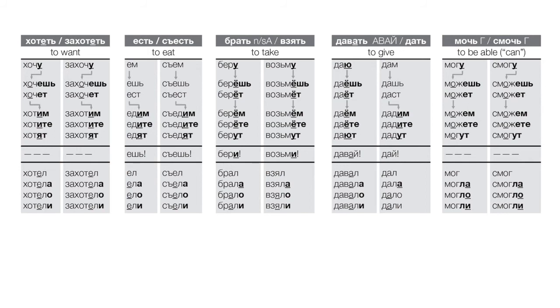Давать, a regular авай verb. Даю, даешь, дает, даем, даете, дают. Давай is the imperative. And again, in the past tense, we typically go straight from the infinitive. It doesn't matter what crazy things are going on in the conjugated forms. So that means we get давал, давала, давало, etc.